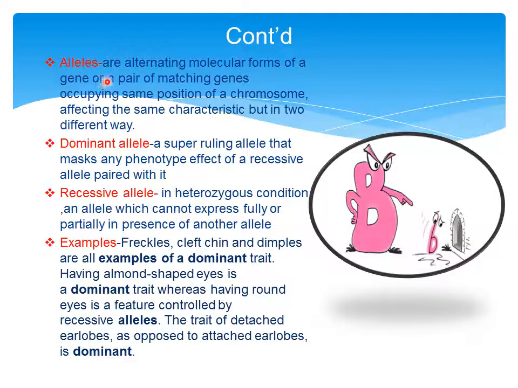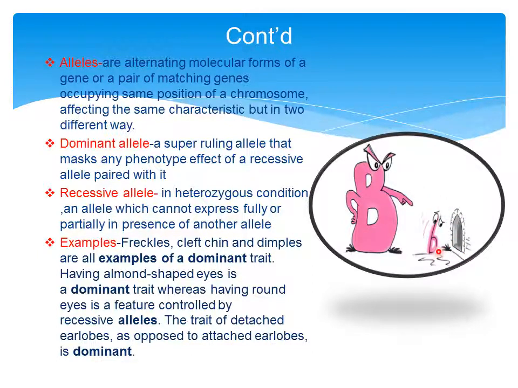So what are alleles? Alleles are alternating molecular forms of a gene, or a pair of matching genes occupying the same position of a chromosome, affecting the same characteristic but in two different ways. So here you can see these two are alleles. One is the dominant allele, which is represented in a capital or block letter, and another is represented in a small letter.